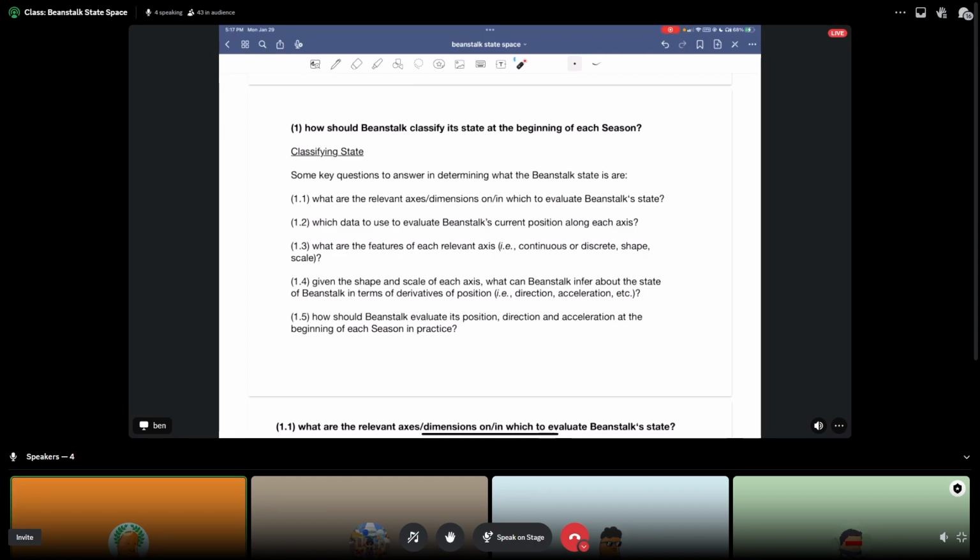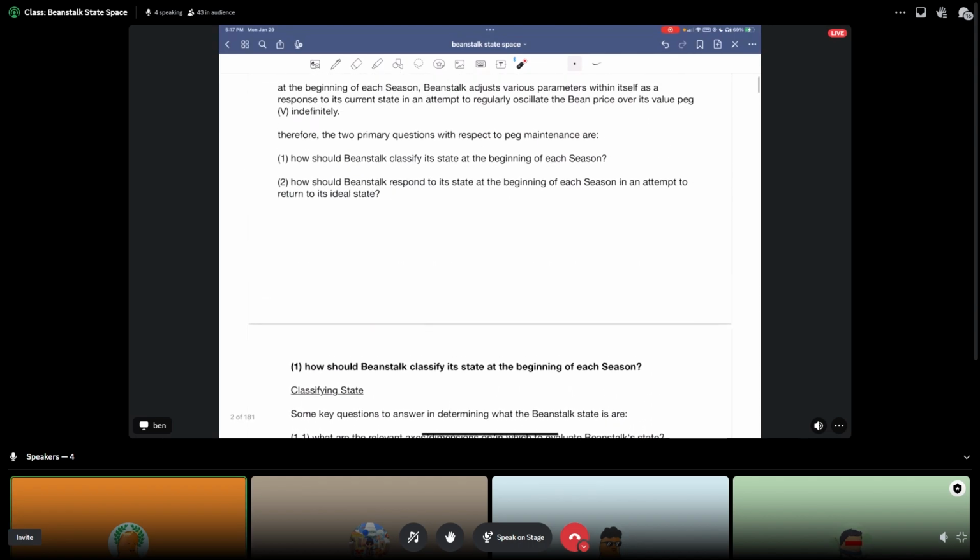And then based on what we know about the shapes and scales of these axes, we should say, what can we say about the state of the derivatives of position? So if we know position and we understand the features of these axes, what can we say about more than just position? What can we say about direction? What can we say about acceleration? And then finally, how should Beanstalk actually evaluate its position, direction, and acceleration at the beginning of each season in practice? So these are the questions we're going to try to answer around classifying state.